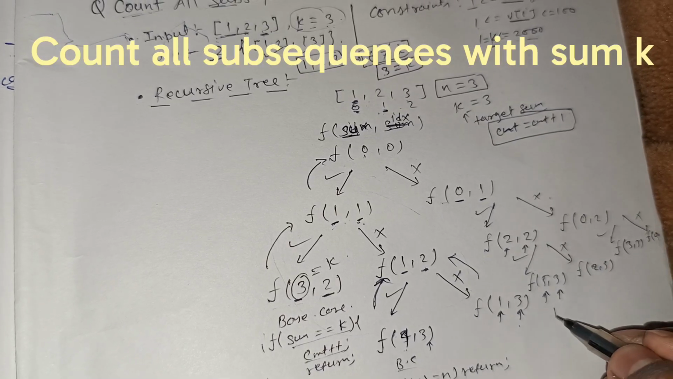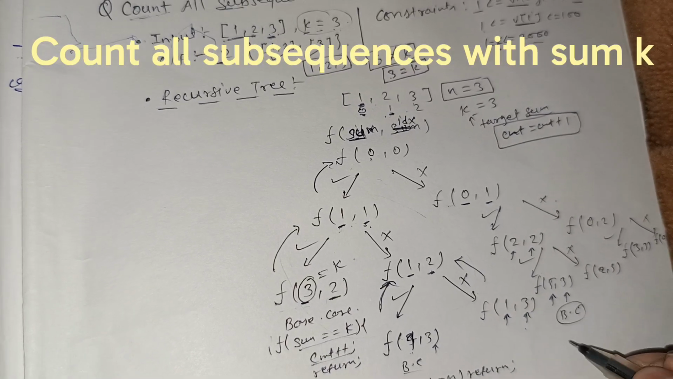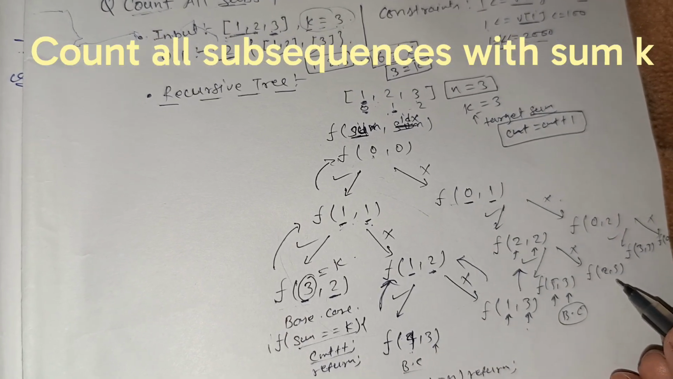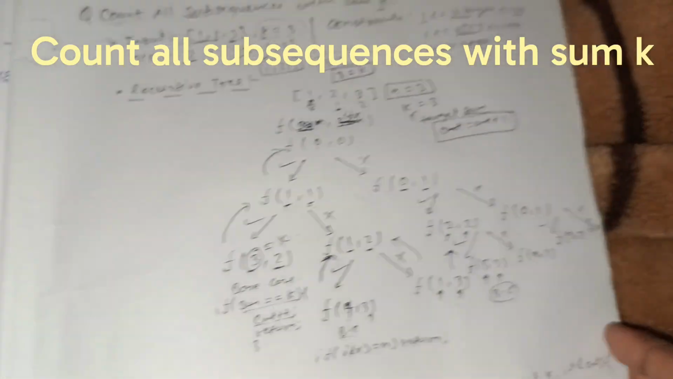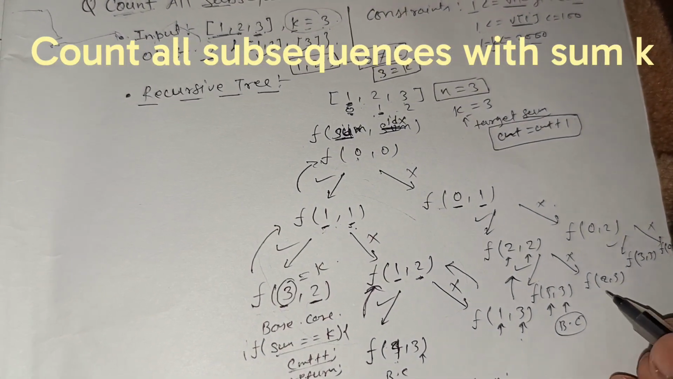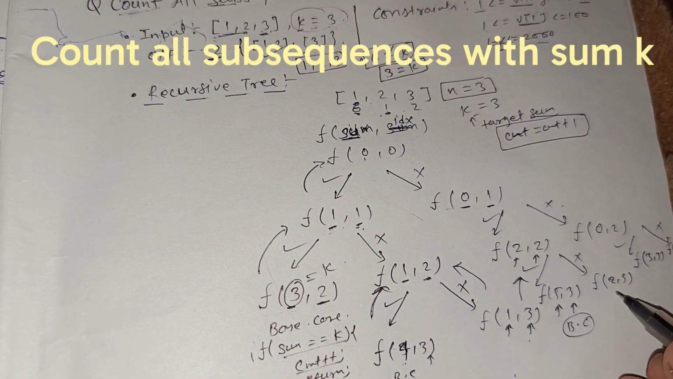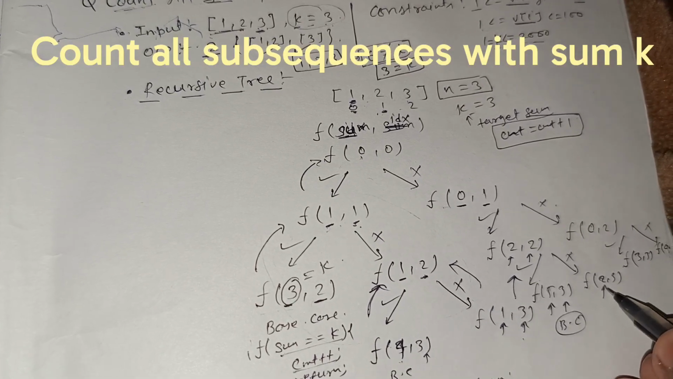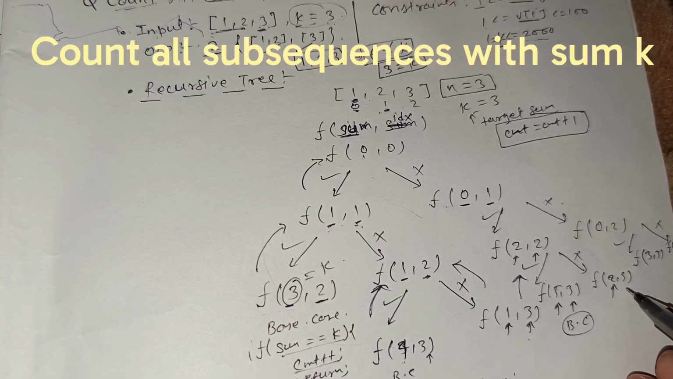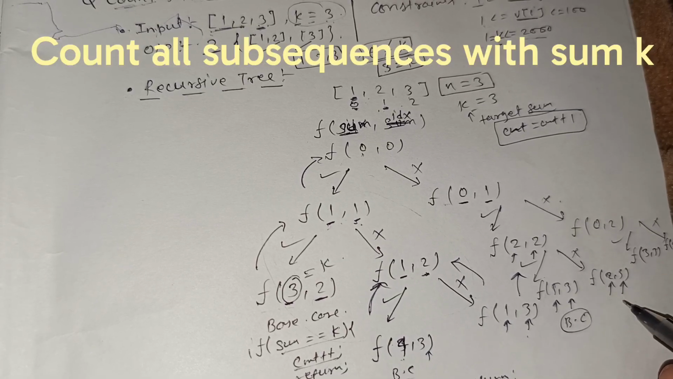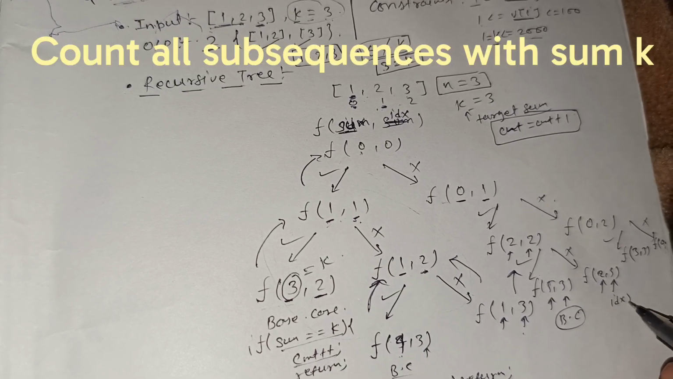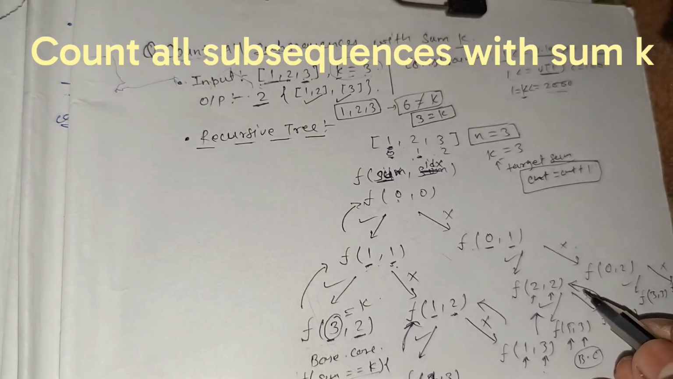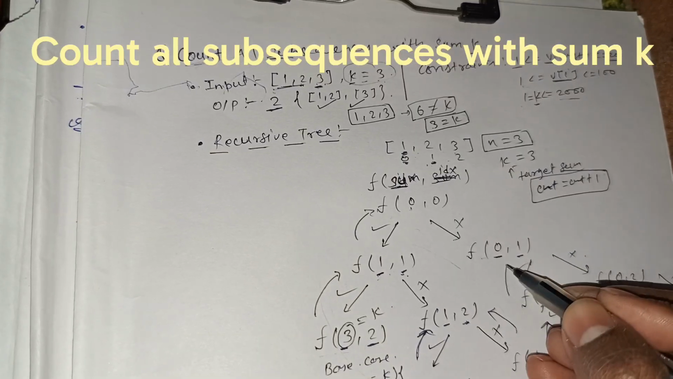As the base case is hit, it gets returned back and it calls the not take function. If it does not take, the sum will remain 2 and the index will be incremented. As the index is greater than or equal to n, it will return back. From here it will return back.